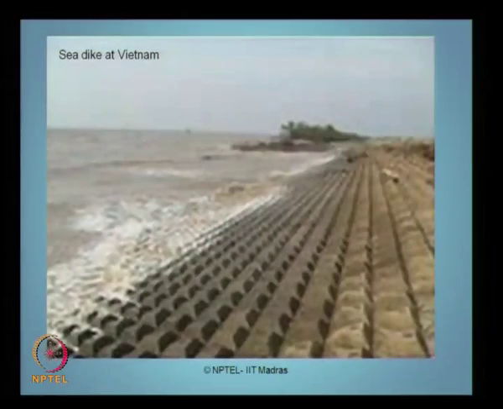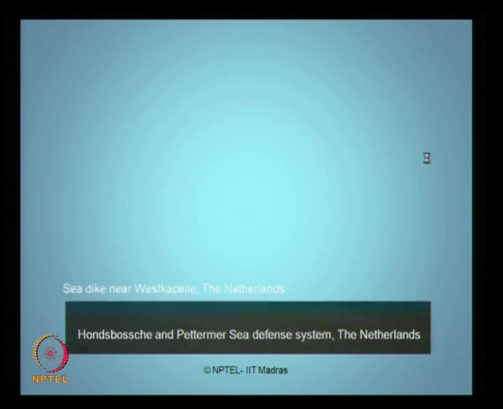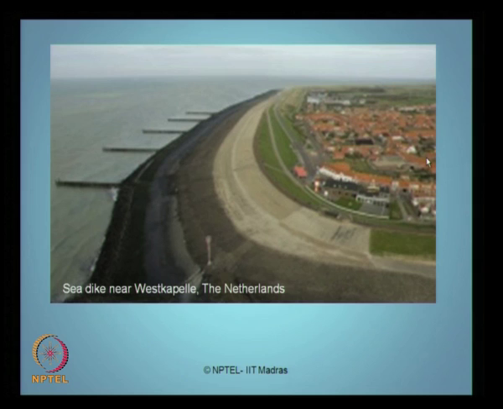Let us quickly look at the photograph of the sea dike constructed at the Vietnam shore. You can see here the essential purpose of the sea dike is to prevent erosion on the hinterland side. This photograph shows the Hornbosch and Petersea defense system constructed in the Netherlands. You can see here a very long coastline has been protected by construction of sea dikes. This figure is another example of a sea dike near Westerkapelle in the Netherlands.